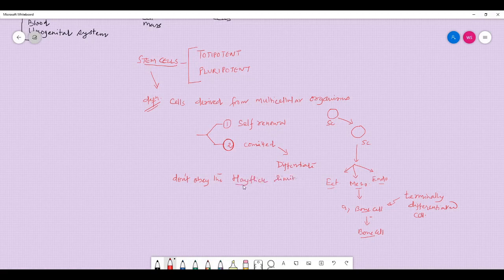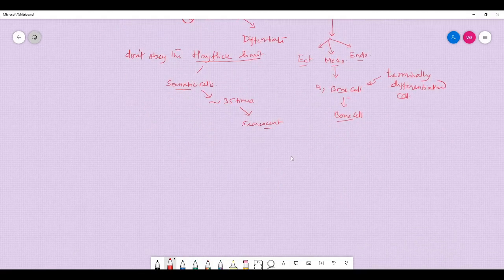Okay, so what is the Hayflick limit? It says somatic cells. What are somatic cells? Somatic cells are the cells of the body except the gonads. Somatic cells can undergo division only about 35 times. After this the cells become senescent, meaning they become old and they cannot divide anymore.